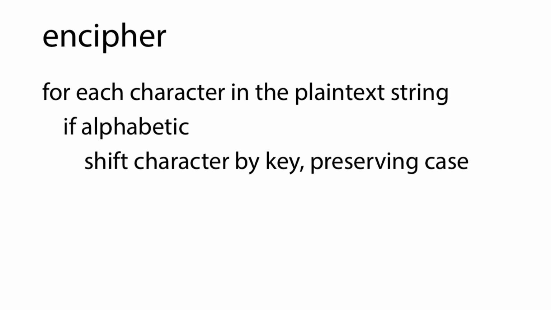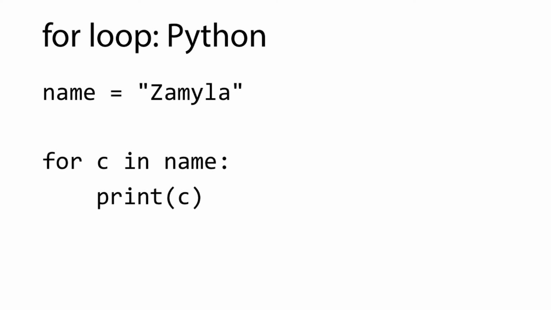The algorithm isn't going to change. For each character in the plaintext string, if it's alphabetic, then we'll want to shift that character by the key, preserving the case, whether uppercase or lowercase. Say I wanted to print out every letter of my name in a new line. Then if I have a string containing my name, Zamila, then in a for loop, I could do as follows. For c in name, print c, where c is the iterator variable where each character is stored.